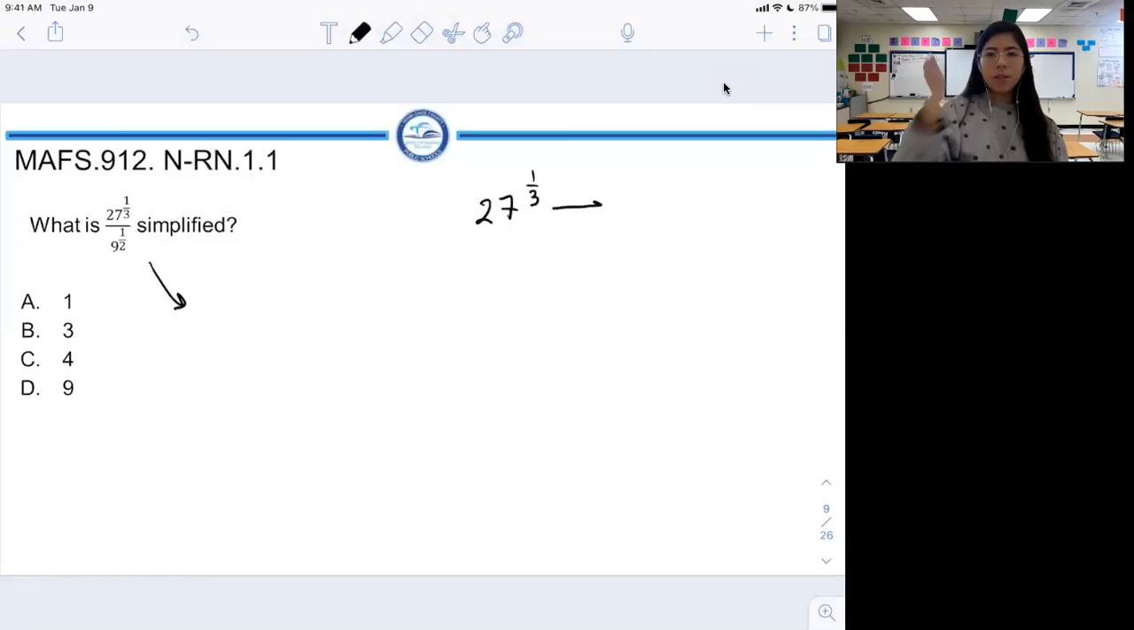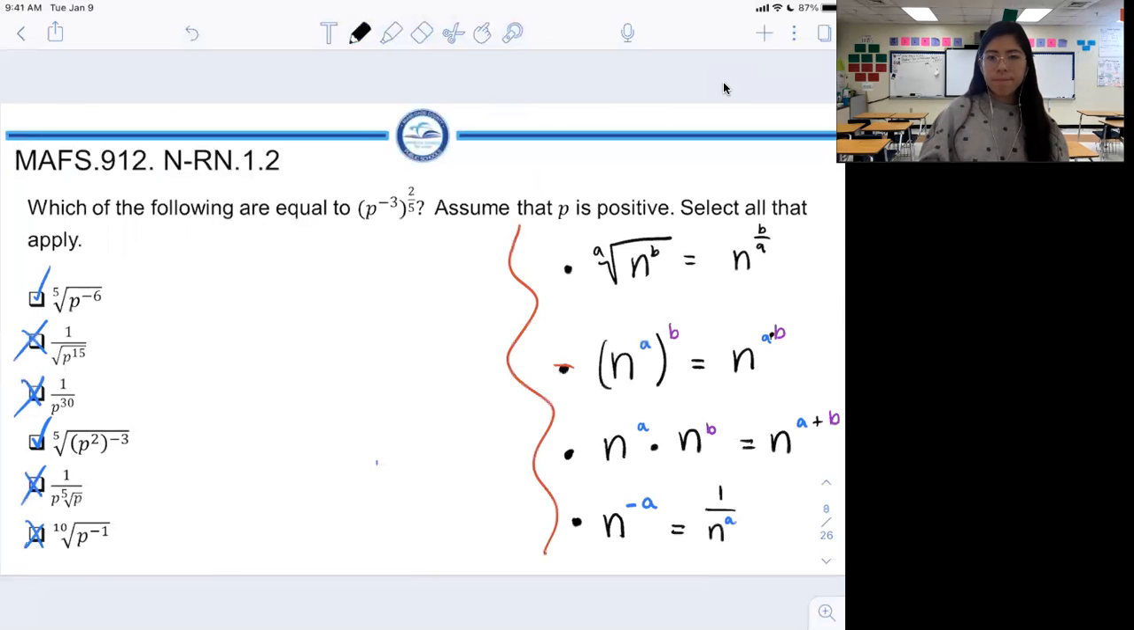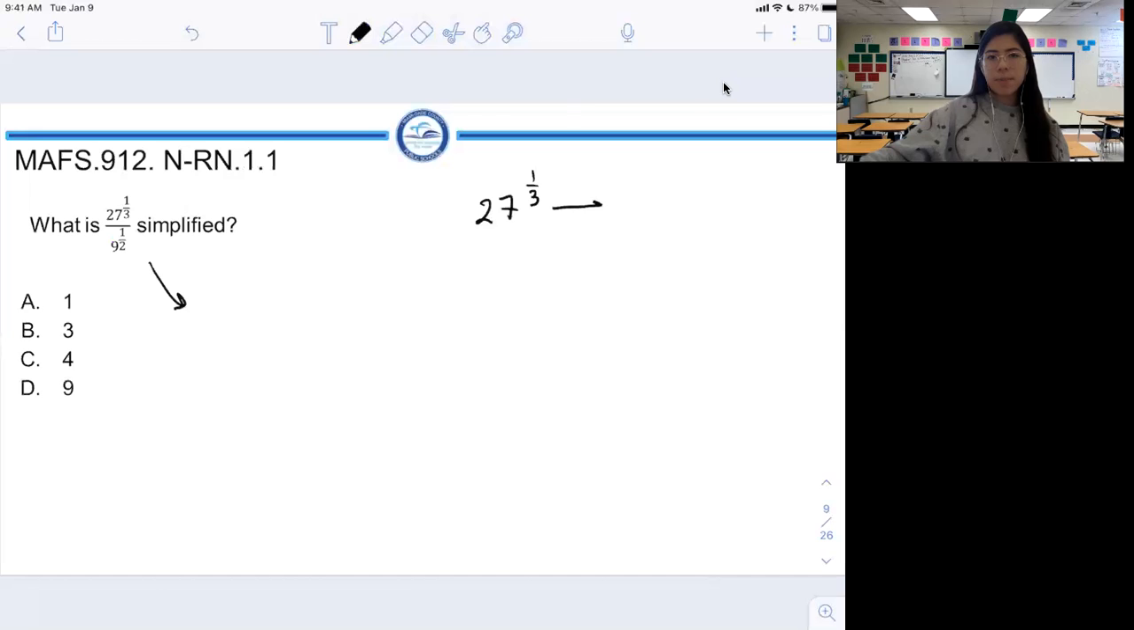How can I rewrite that? We know a different way of writing the same thing. Which of these rules does this apply to? The first one. The first one, we have a fraction in the exponent. So how can I rewrite 27 to the power of 1/3?